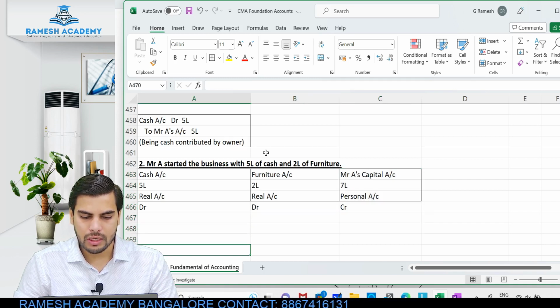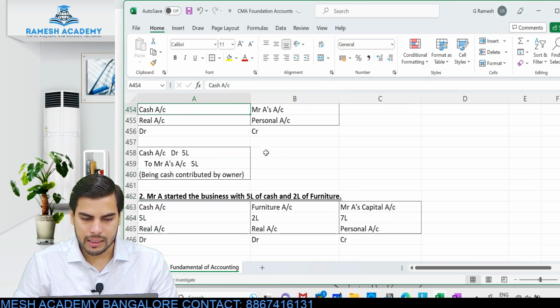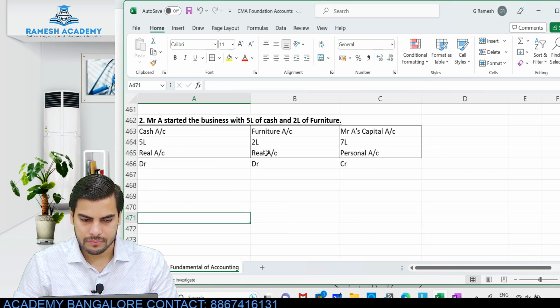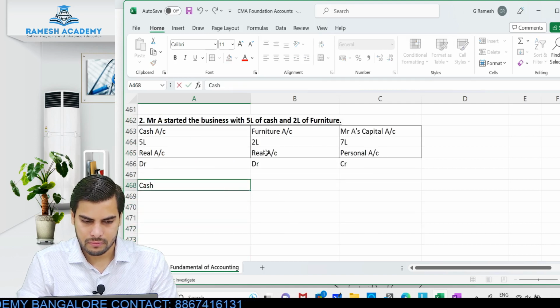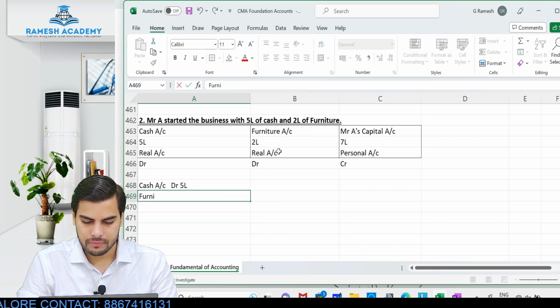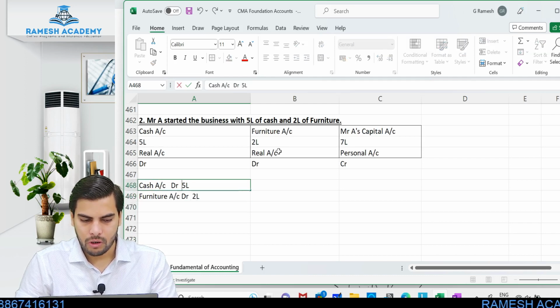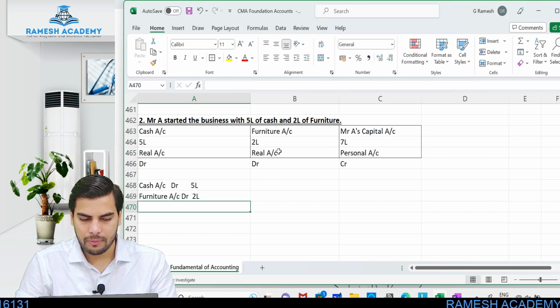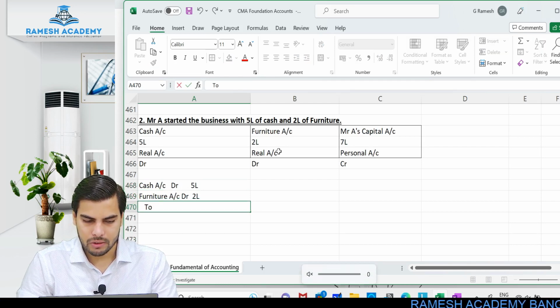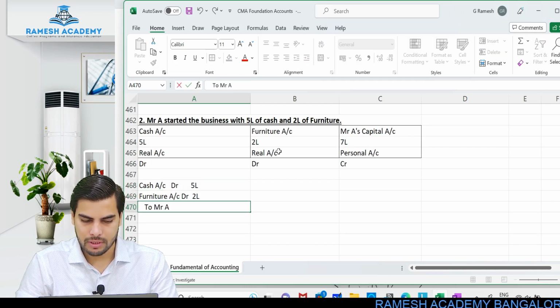So what would be the journal entry? The journal entry would be like this. Cash account debit 5 lakh. Furniture account debit 2 lakh. To what? To A's capital account. So the total capital of A is how much? 7 lakh. To A's capital account, or you can say Mr. A's capital account.